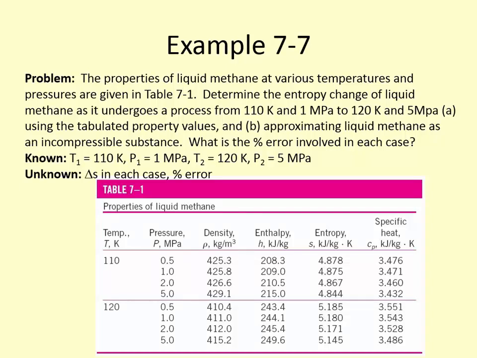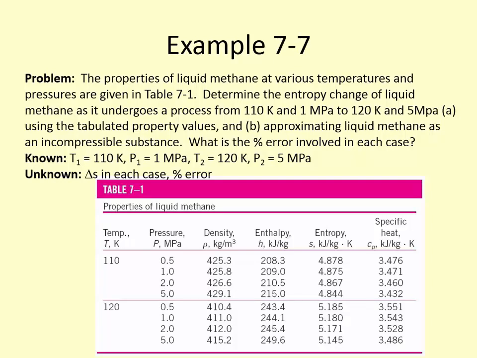So between these, 0.27 and 0.303, that's the delta S in each case, right? Yes. Okay. So this is the actual value, and this is the value making the incompressible assumption.